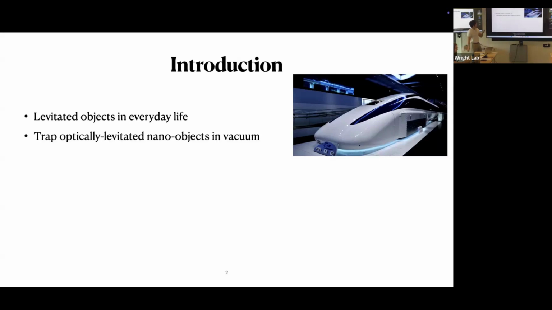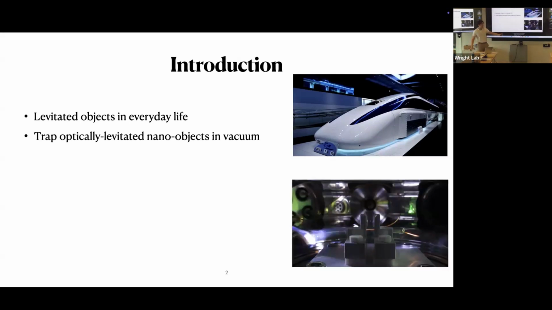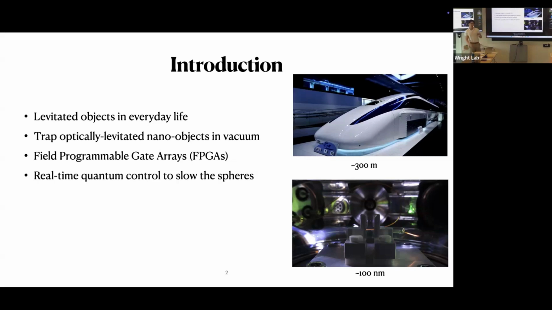However, in our lab, we're working on optical levitation, so we're using lasers to trap nanoparticles in a vacuum. This is an image Yuhan gave me, where a nanoparticle is levitating in space. What makes these two different is size: a train is around 300 meters, whereas this is maybe 100 nanometers. Throughout this presentation, I want to discuss field programmable gate arrays, these FPGAs, and how we can use them to develop real-time quantum control to slow down nanospheres.